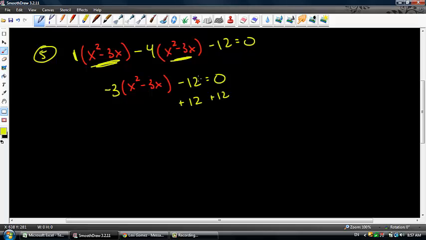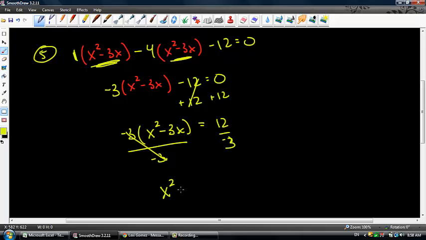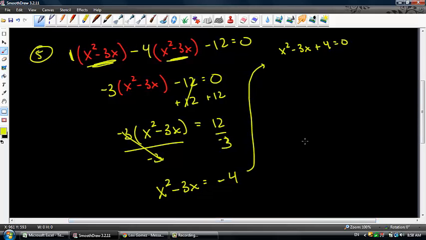You just subtract 12, add 12 to both sides. So you get negative 3 x squared minus 3x. And I'll go and quit highlighting it, equals 12. I'll go and divide by negative 3. So what you get here, I'm going to move this down here, x squared minus 3x equals negative 4. Now, if I move all of the stuff over, I'm going to get x squared minus 3x plus 4 equals 0. Now, the problem with this, and this is why this problem is kind of throwing me off a little bit, is that you can't factor this.